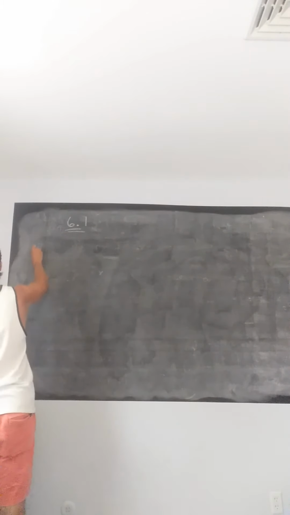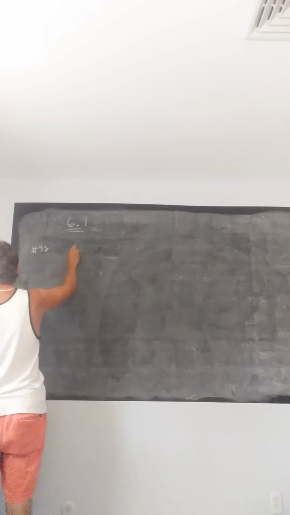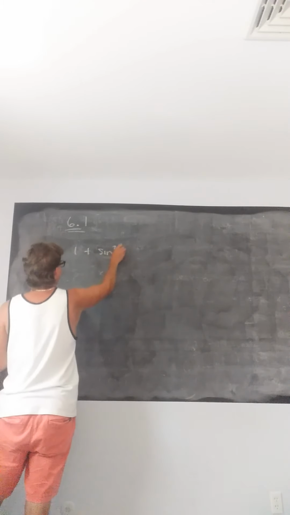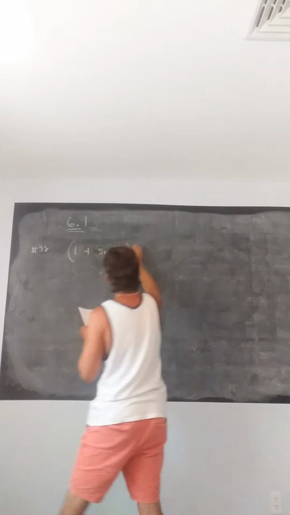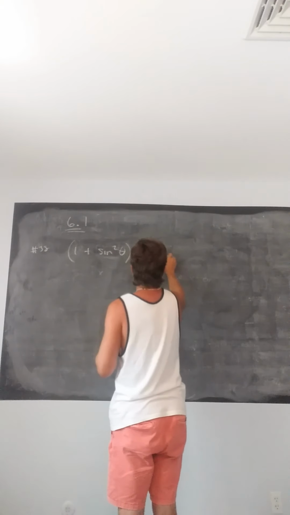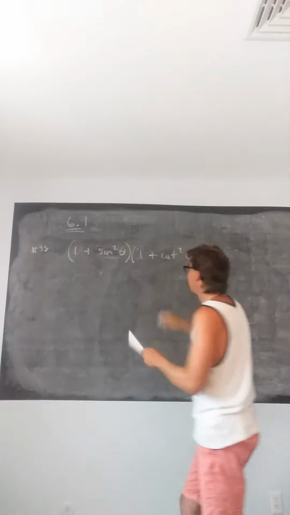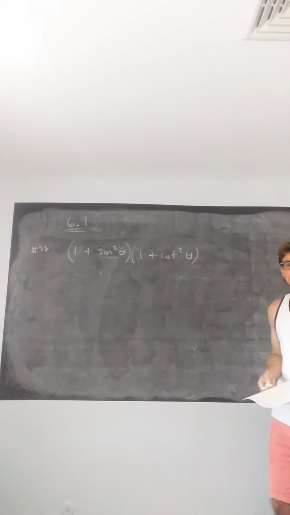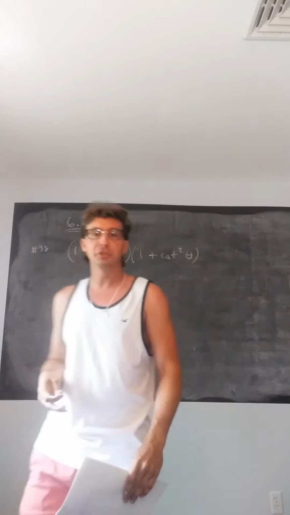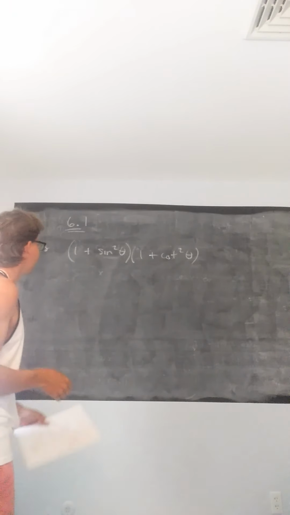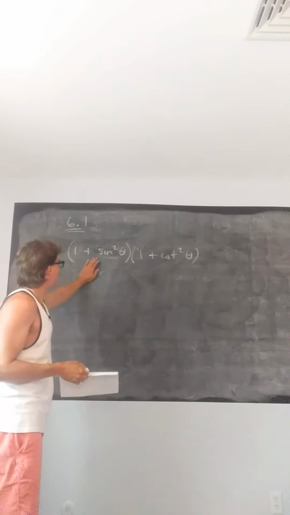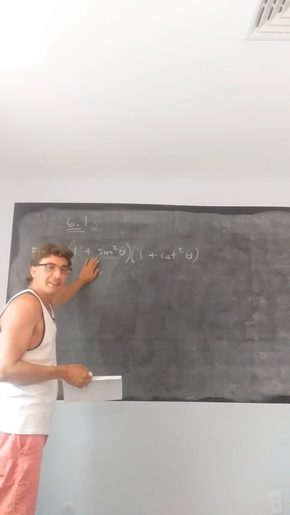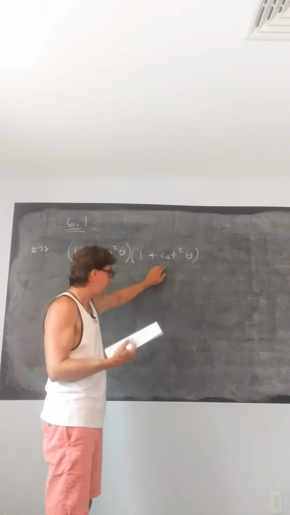This time we're going to have number 38, 1 plus sine squared theta times 1 plus cotangent squared theta. And when you look at this right away, you may think to yourself, maybe we should rearrange this, use the identity. But this one isn't quite put as an identity. This one could be, right?